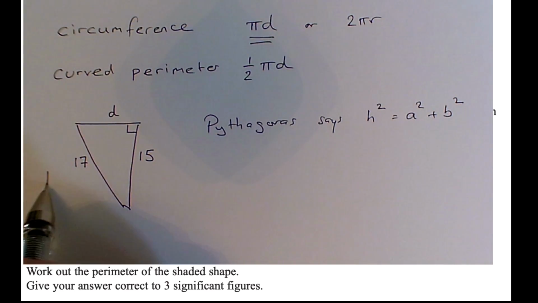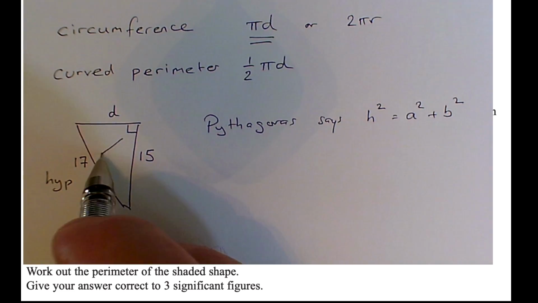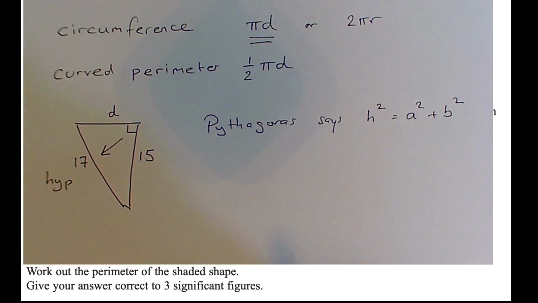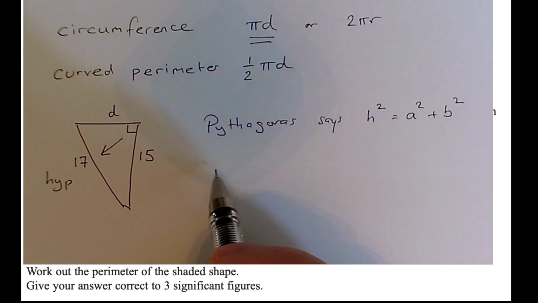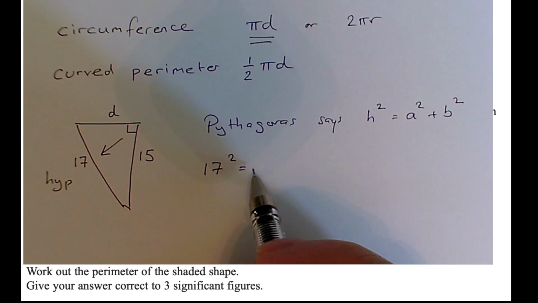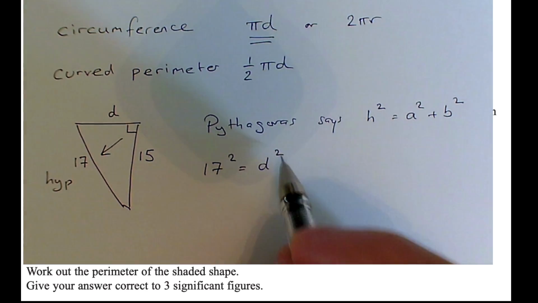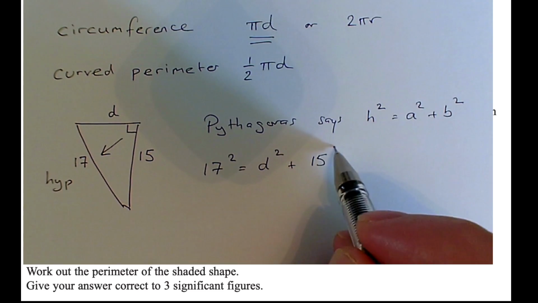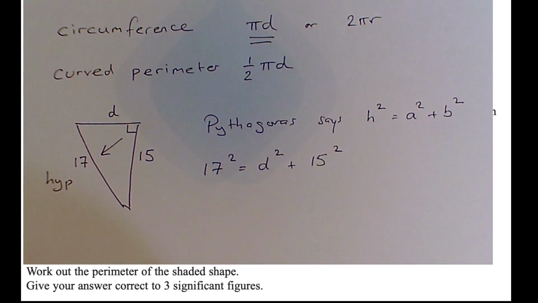So which one's the hypotenuse? Well, the hypotenuse is always opposite the right angle. Okay, so hypotenuse 17 squared is equal to the diameter squared plus 15 squared. So let's sort this out, shall we? Let's get this value of d.